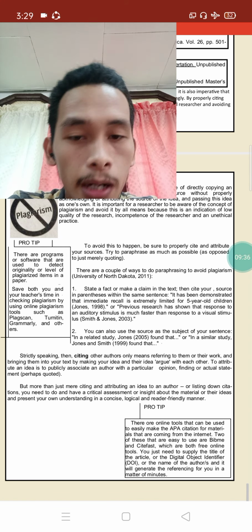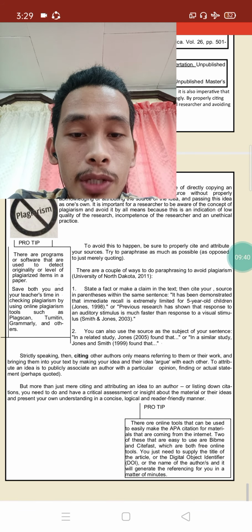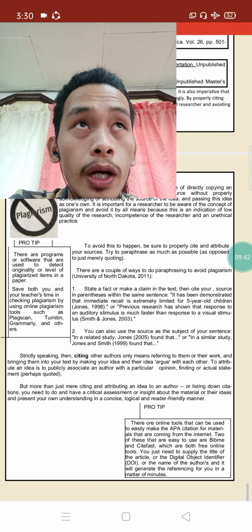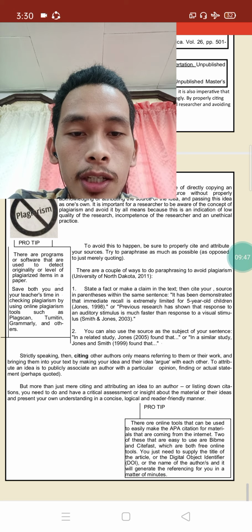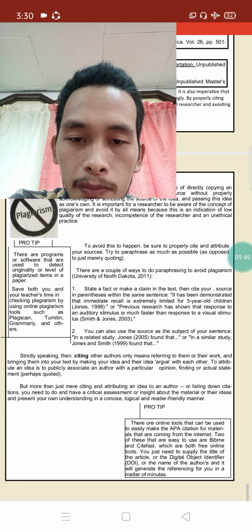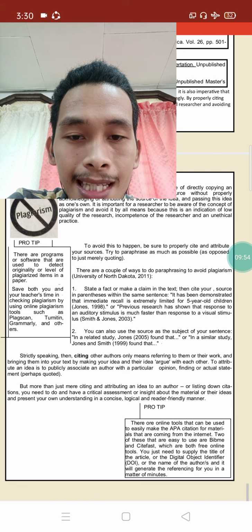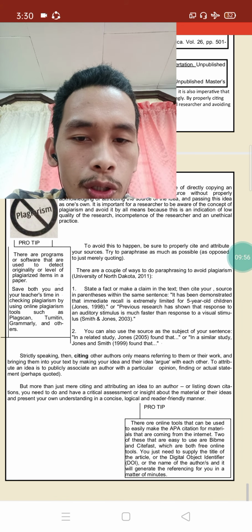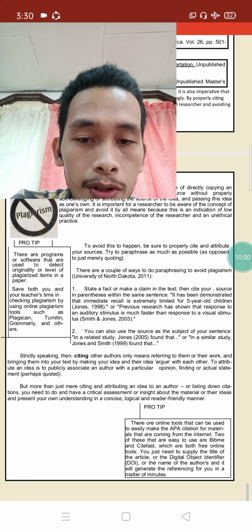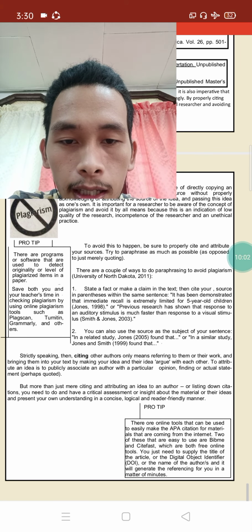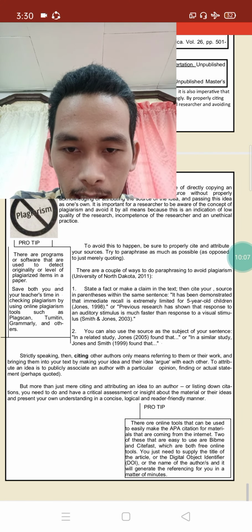This is an example of paraphrasing. Okay, another example. Previous research has shown that response to an auditory stimulus is much faster than response to a visual stimulus, according to Smith and Jones 2003. What we are using here is in-text citation. Another example, you can also use the source as the subject of your sentence. In a related study, Jones 2005 found that... this is an example of in-text citation.